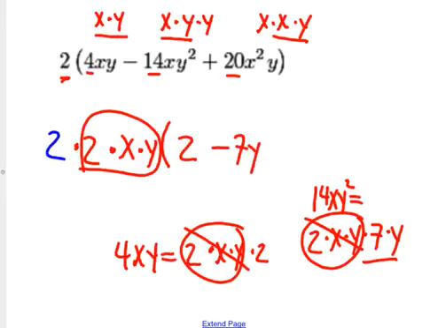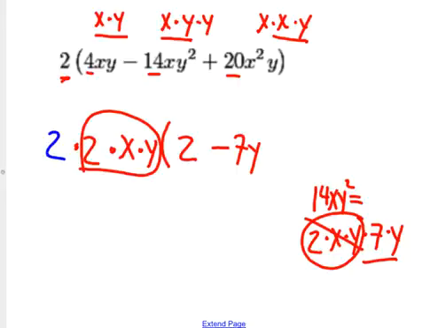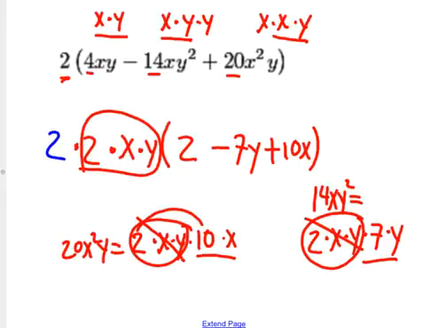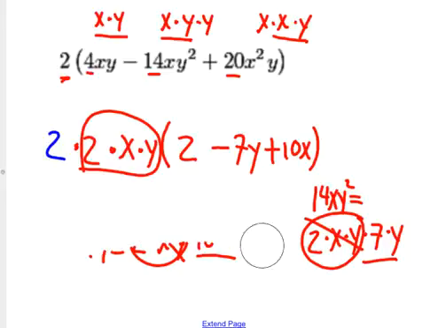So 7y. Okay, let's look at the last term. So I've got 20x squared y. Well, I know that this is equal to 2 times x times y. That's what I'm taking out. And then what's left over? Well, there's a 10 because 2 times 10 is 20. And then I have another x because I had an x squared. But this is going away, which leaves me with my 10x. So plus 10x. Okay, now I'm just going to put this all back together.